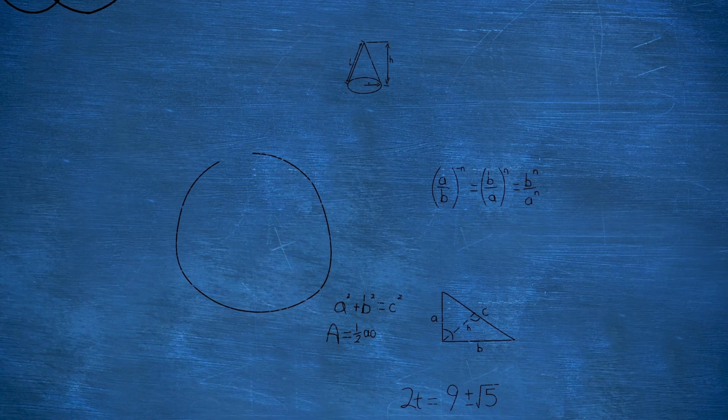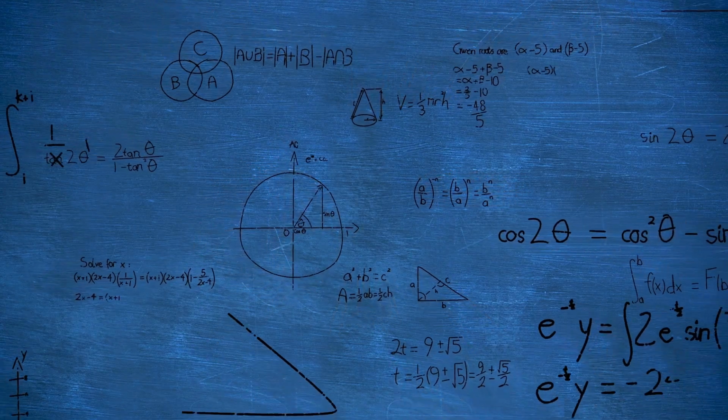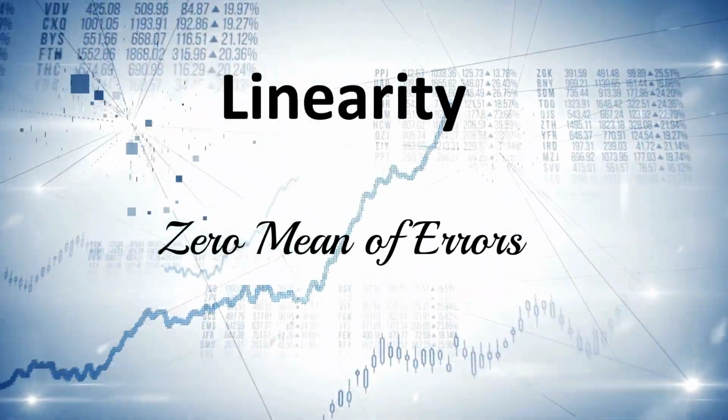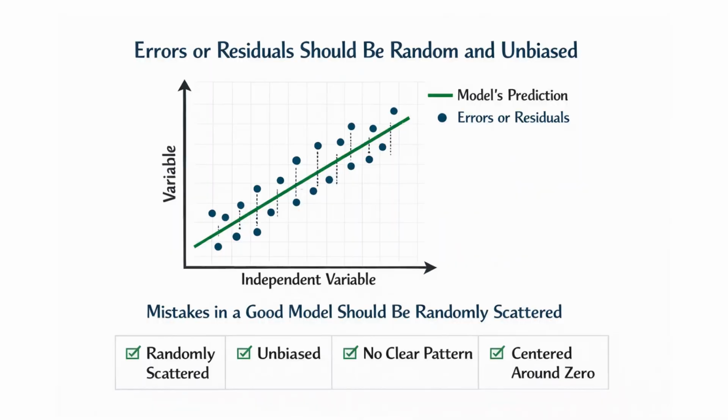So let us say we are happy with the linearity assumption and we have built a linear model. But we are not done. The next important phase is to look at its mistakes. Statisticians call them errors or residuals. Errors or residuals are just about how the model gets things wrong. A good, trustworthy model makes mistakes in a very particular, predictable way. A good model's mistakes have to be random and unbiased.